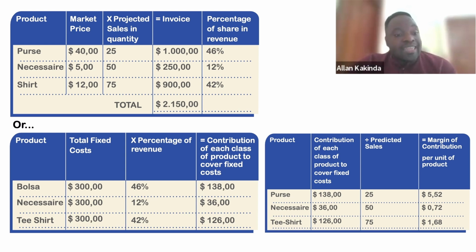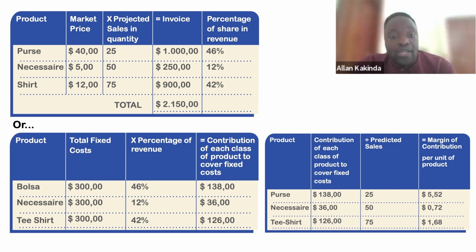So if the fixed costs are $300, for the pass, we multiply 300 by 46%, which we got from up here, we get $138. We multiply 12% by 300, we get $36. We multiply 42% by $300, we get $126. And then we use this information finally to compute the margin of contribution.